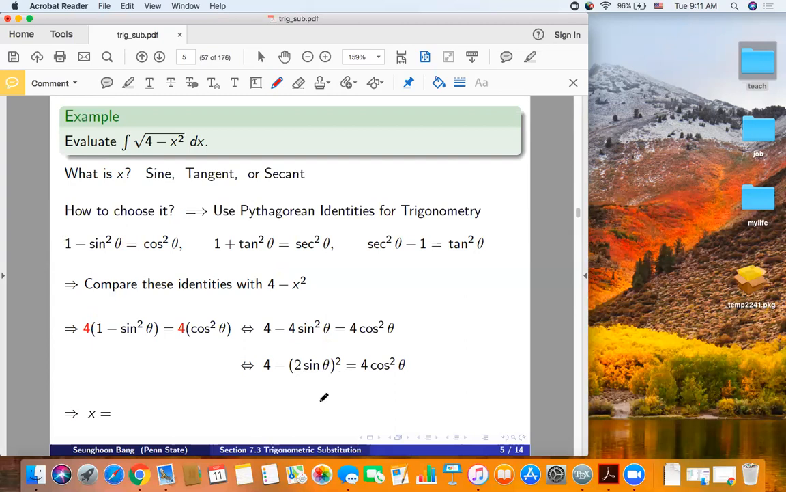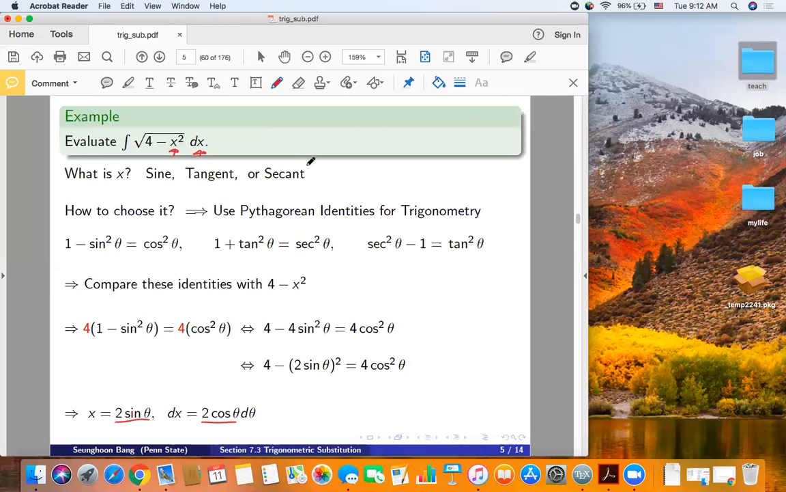You can compare. What is x here? This is 4 here. What is x? x is the same as 2 sine theta. This is the idea. x is 2 sine theta. What about dx? The derivative of 2 sine theta is 2 cosine theta d theta. So next, you have to substitute these things into here and solve. This is the whole idea.